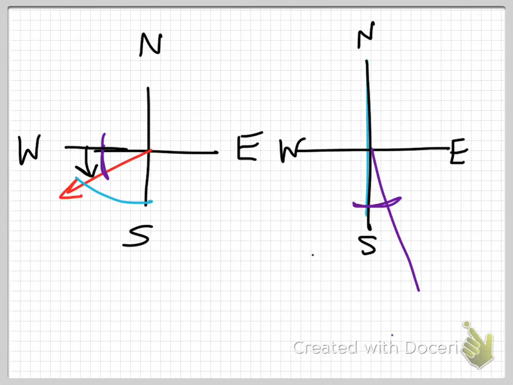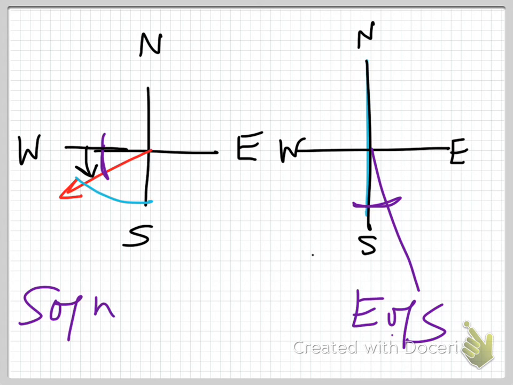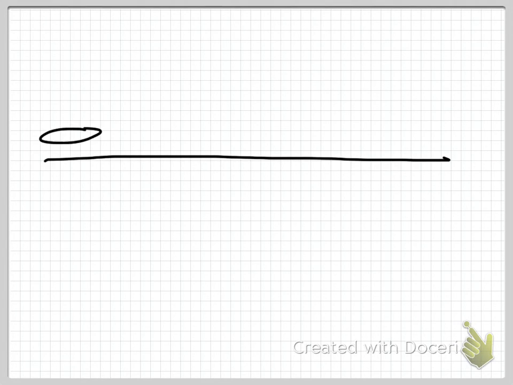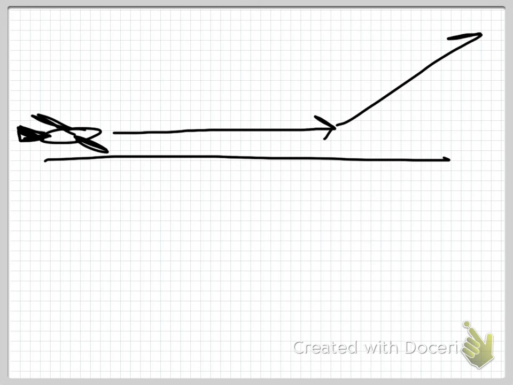Let's play compass rose games. So this is east of south. This one is south of west. Now let's do a tricky one. Here's the horizon. I have a little airplane. This is the worst airplane I've ever drawn in my whole life. The little airplane goes along the runway, and then it takes off, and its resultant vector is there.